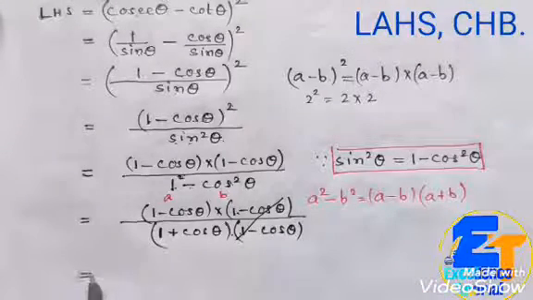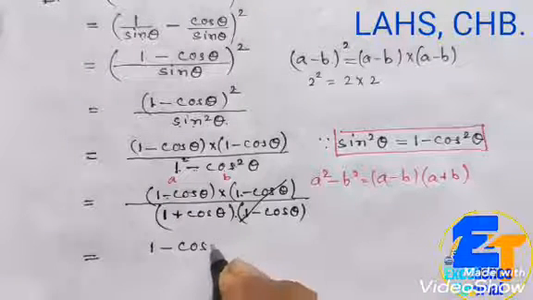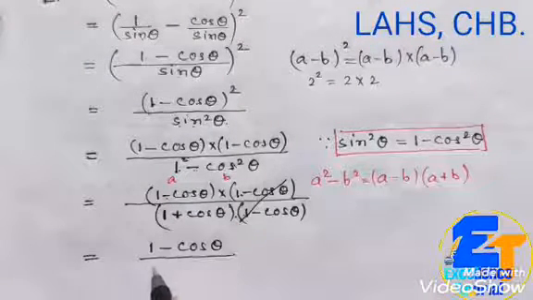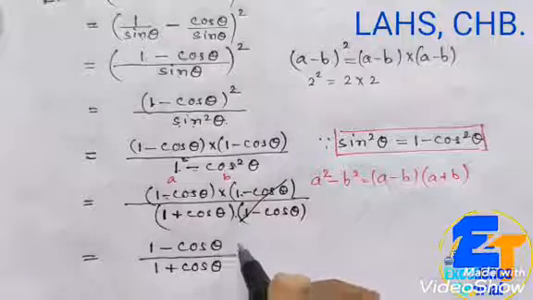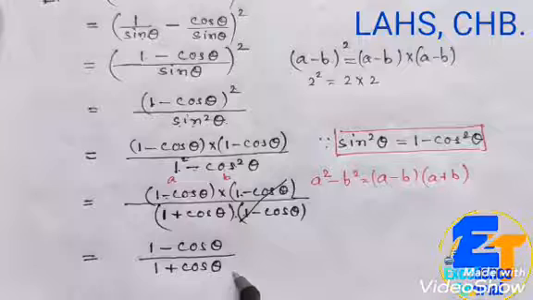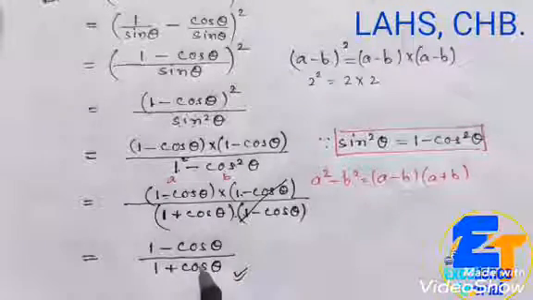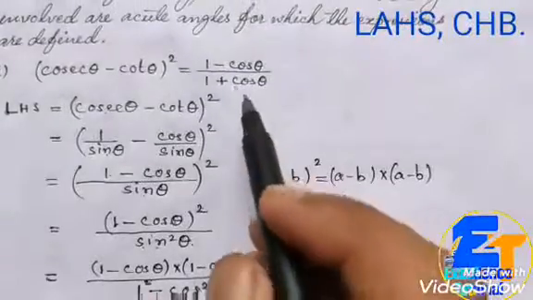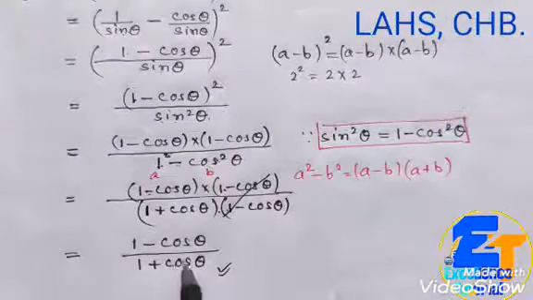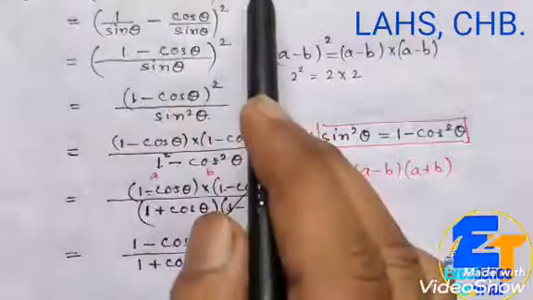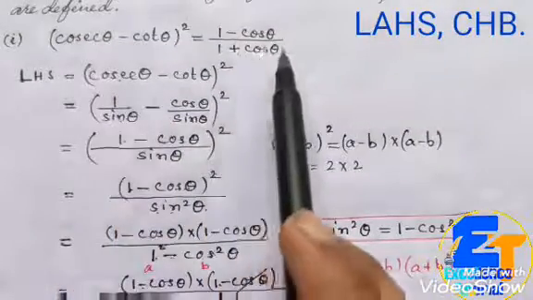So what is left? 1 minus cos theta at numerator place and 1 plus cos theta at denominator place. So now you can see finally we got this term, and this is the given term on the right hand side of the question. See, right hand side, this is we got the answer. That means we have proved this trigonometric identity. Left hand side is equal to right hand side.